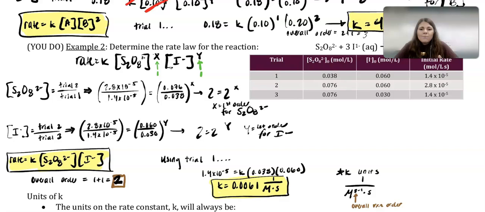0.0061. And then because the overall order was 2, 2 minus 1 meant that it would be molarity to the first power. And it was seconds for time, just looking at that initial rate, which had seconds.